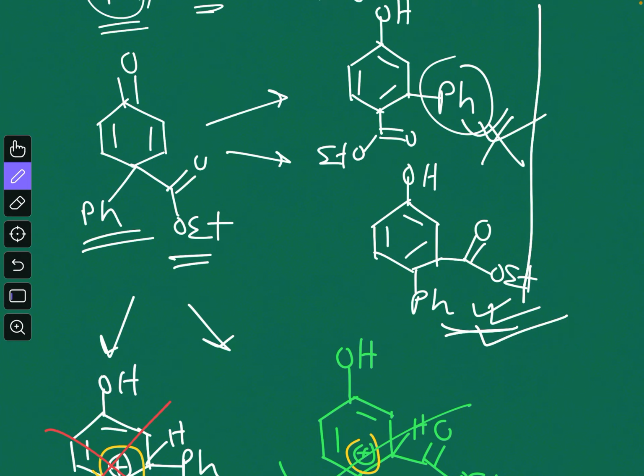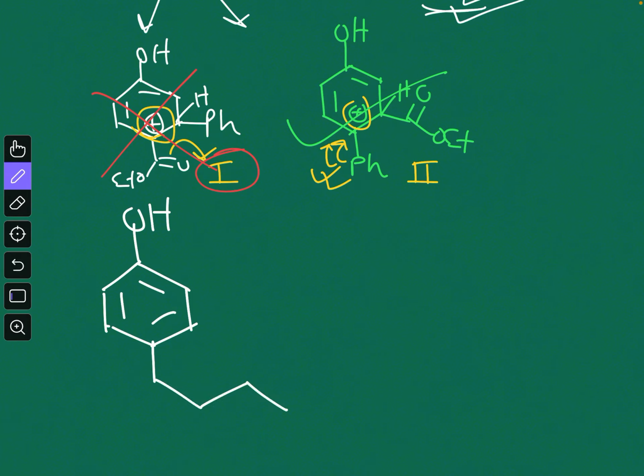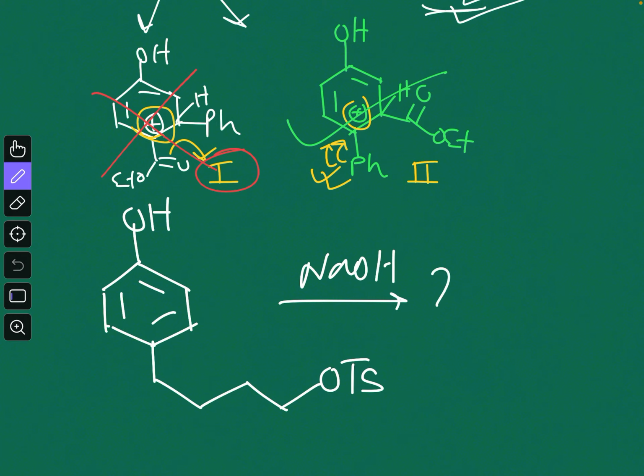Now the next example is a cyclic example, where let's say you have a substrate like this. Actually this example is very interesting. This is from one of the questions, and let's say this is your substrate and it is treated with base, let's say NaOH. So what will be the product? First step NaOH, second step H+.